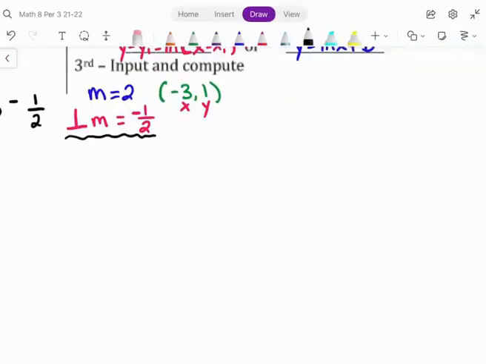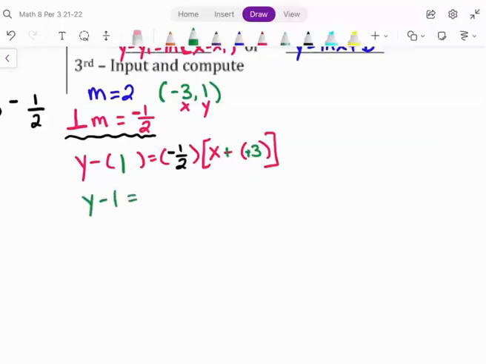I've got this guy right here. I'm going to go ahead and plug this in. Y minus, parentheses, equals, parentheses, times x minus, parentheses. So I got to remember, plug in my perpendicular slope and then my coordinate. Y comes before x in the equation. So 1 and negative 3. So y minus 1 equals negative 1/2 x. Bring down the sign.